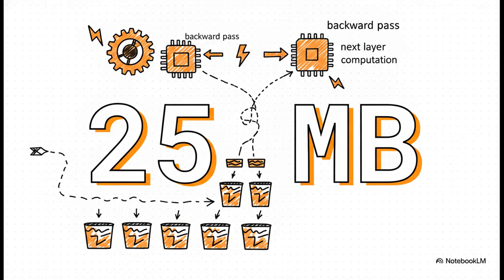How does DDP pull this overlap off so seamlessly? Well, the magic number is 25 megabytes. That's PyTorch DDP's default bucket size. Instead of waiting around for the entire backward pass to finish, DDP groups computed gradients into these 25 megabyte buckets. As soon as a bucket is full and ready to go, it instantly triggers an asynchronous NCCL transfer, while the GPU just keeps happily computing the next layer.